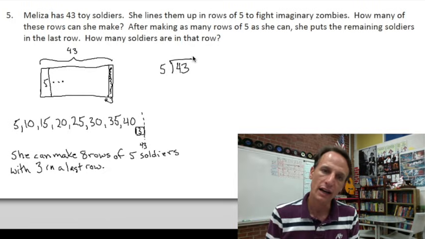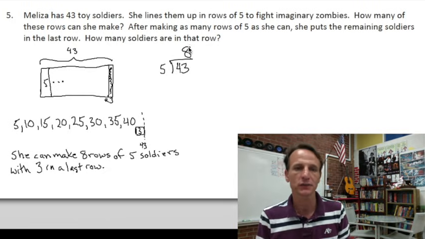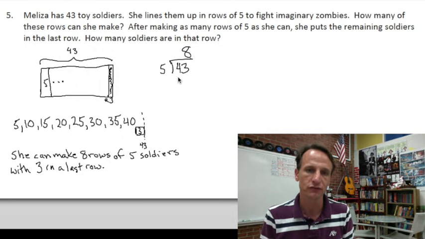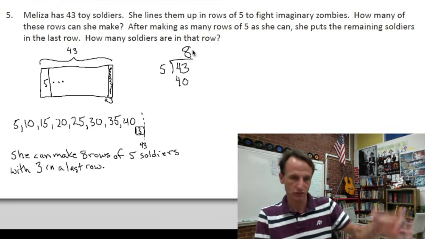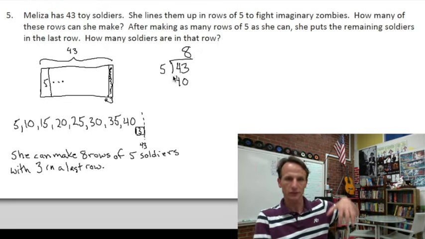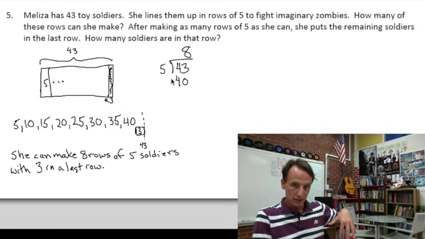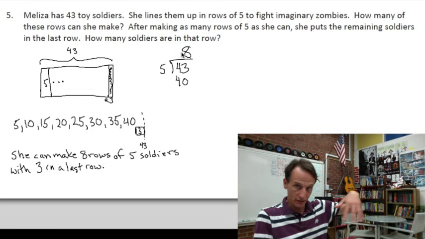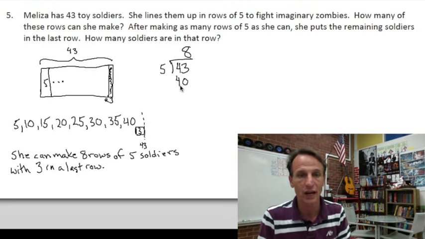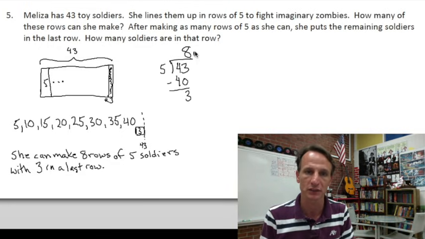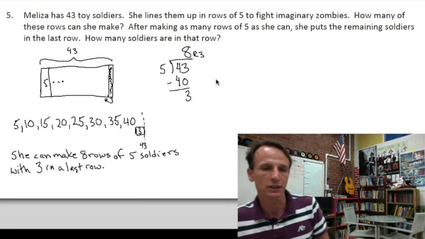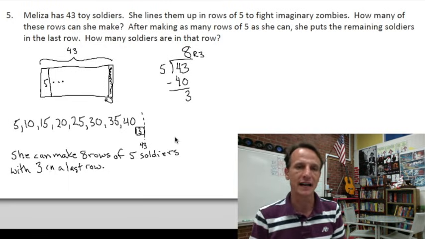Well, there are 8 5s in 43 because 8 times 5 is 40. And I'm doing this because I took 5 soldiers, 5, 10, 15, 20, 25, 30, 35, 40. So there are 8 rows. That's why this is here. And how many soldiers have I put in rows? 40 of them. So how many remain after putting them in rows? Well, there are 3 soldiers left. That's why I subtract. That's my remainder, my literal leftover here that go into that last row.